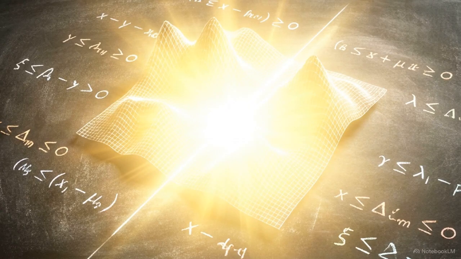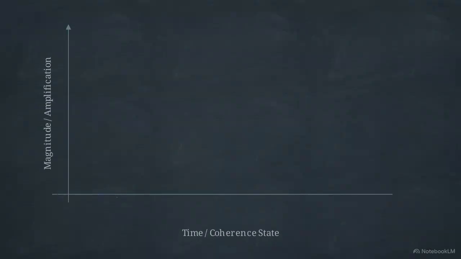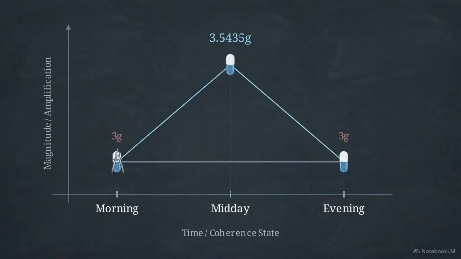Single-session protocols produce profound experiences that the observer can deeply feel, but they ultimately fail to locate the ceiling. Without multiple coordinates, the observer remains unable to specify where in their architecture the experience actually occurred. To pinpoint that location, the OER triangulation protocol employs a distributed architecture: a 3-gram morning dose, a 3.5435-gram midday apex, and a 3-gram evening anchor.